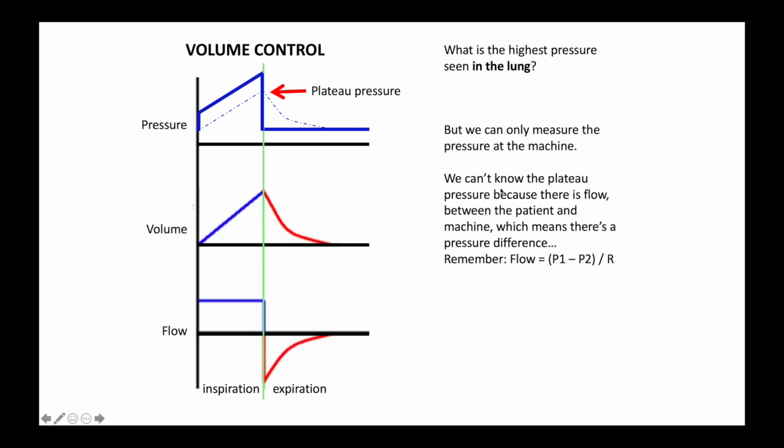And we can't know the plateau pressure when there is flow, right? Because if there's flow, then there must be a pressure differential between the machine and the lung. Remember, flow is equal to your pressure differential divided by resistance. So if we wanted to know the pressure in the lung, we have to bring flow to zero. Because if flow is zero, then there's no pressure differential. So we set flow to zero, and then we look at whatever pressure is measured there.